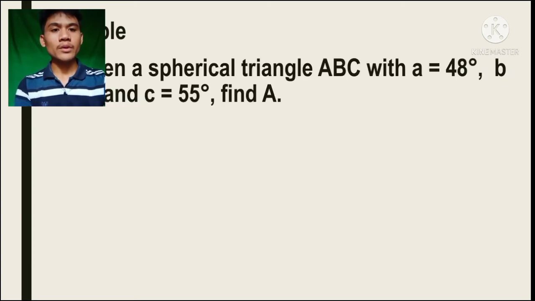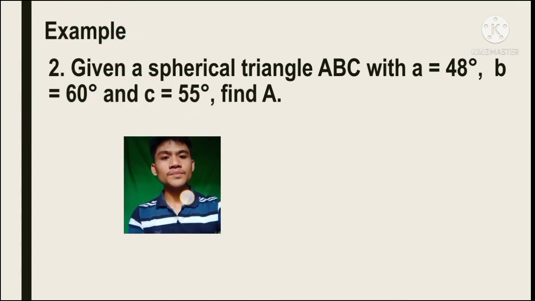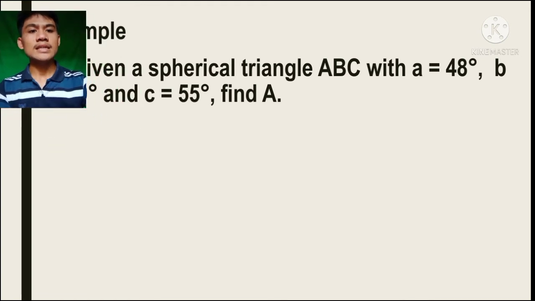For example, this example will help us understand those given formulas in finding the missing sides, since it is intended for the law of sines for sides. Example: given an oblique spherical triangle ABC with A equal to 48 degrees, B equal to 60 degrees, and C equal to 55 degrees, find the angle A.